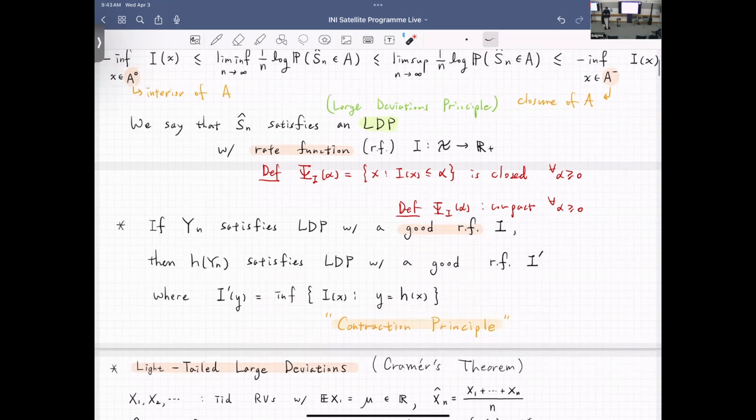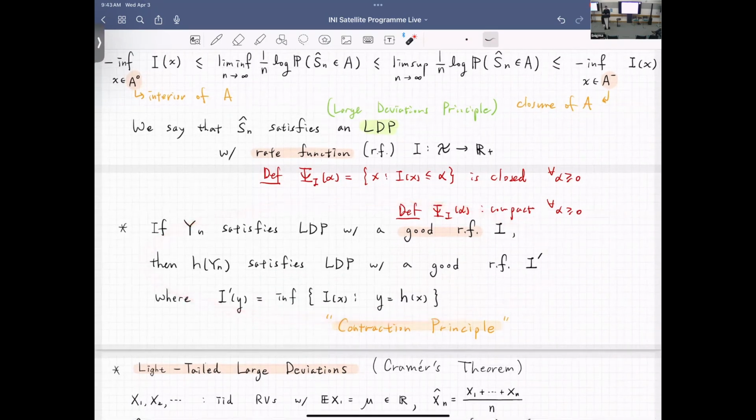All right, so that's called the contraction principle, and this is basically a continuous mapping principle, but somehow in the LDP literature, it's called the contraction principle.